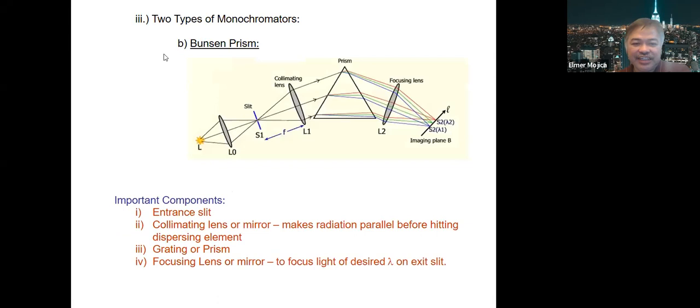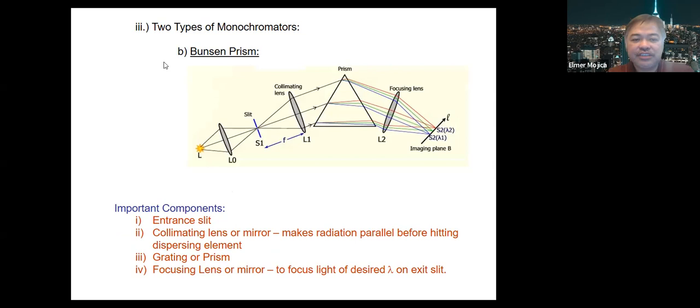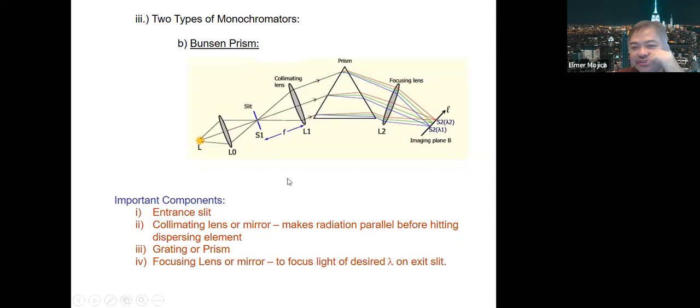Now, the other one that you have is the so-called Bunsen prism monochromator. It is one of the earliest monochromators that they used. If you look at this Bunsen prism design, it has almost the same components as your Czerny-Turner monochromator. There's an entrance slit, and then you have a collimating lens or mirror, which makes the radiation parallel before hitting a dispersing element. So this is the light source. It passes through the slit, and then there's the lens that you have.